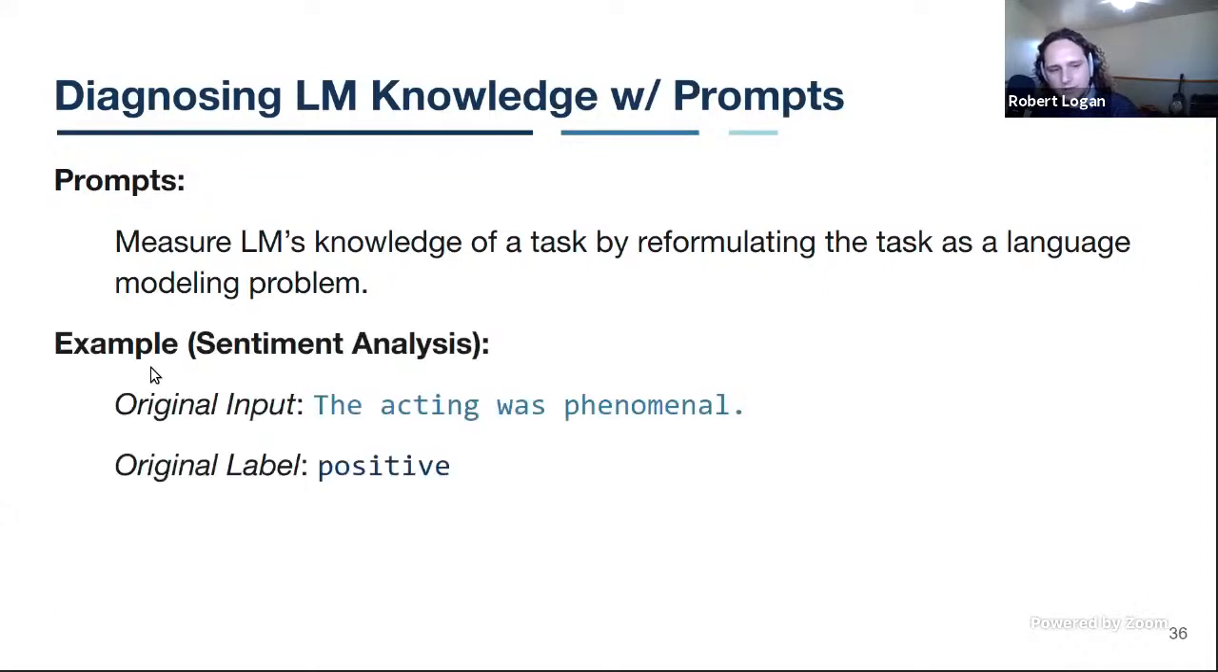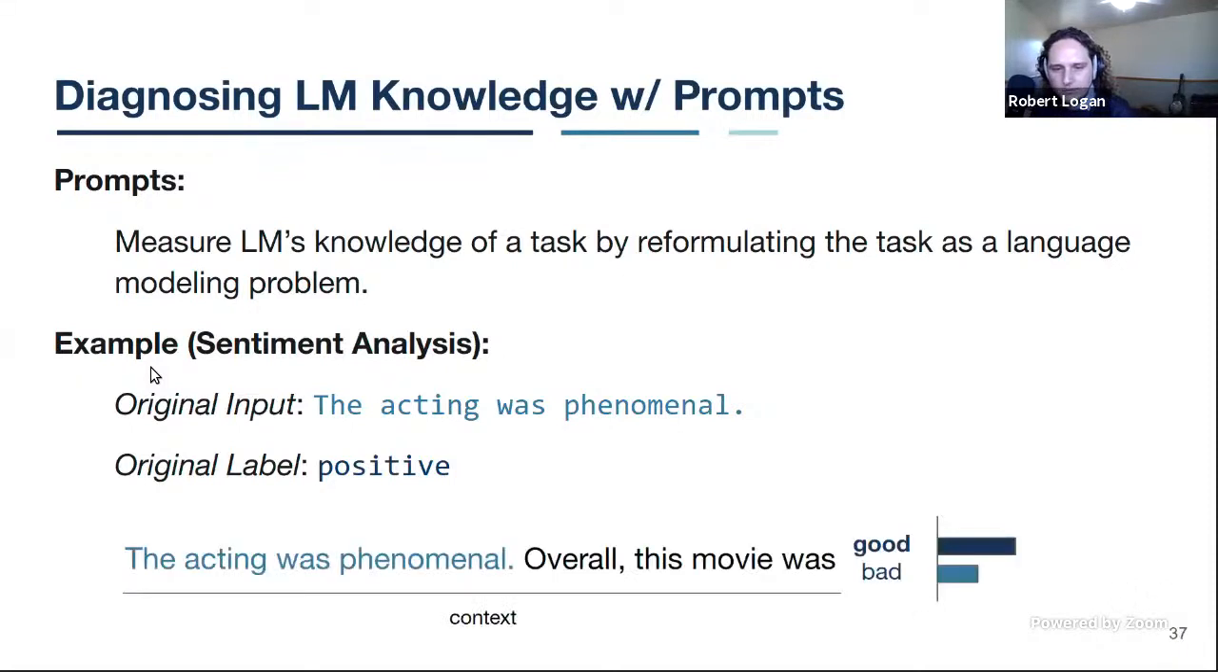To provide a concrete example, if we're looking at sentiment analysis, here is a standard input and label from the SST2 data set. Your input might be something like "the acting in this movie was phenomenal," and the associated label would be positive as opposed to negative. So how do we turn this into a language modeling task? Well, basically what we need to do is take the input, and then we can add some tokens to set this up as a complete-the-sentence or fill-in-the-blanks problem.